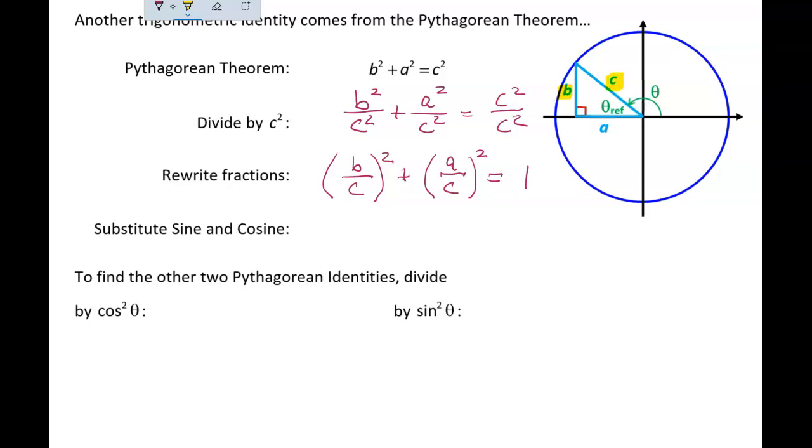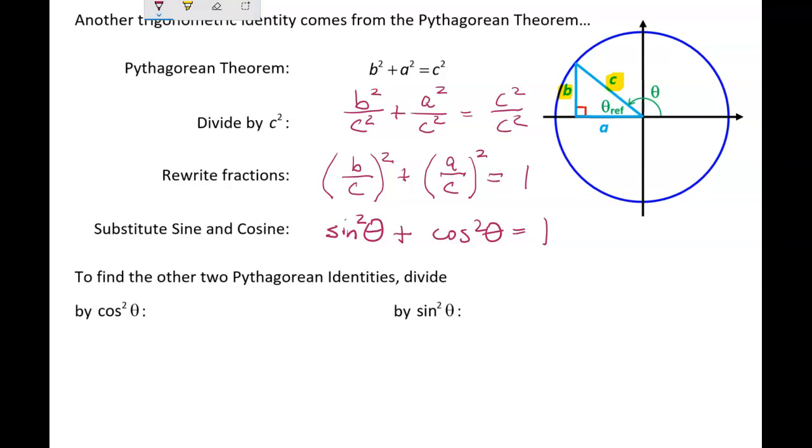Now we're going to make substitutions. We're looking at the ratio b over c, which is opposite over hypotenuse. That means that b over c can be replaced with the sine function. So if we have b over c squared, that's sine squared. A over c is the adjacent over the hypotenuse, so that's the cosine squared. And that's equal to 1. This gives us a new Pythagorean identity. Sine squared of theta plus cosine squared of theta is equal to 1.